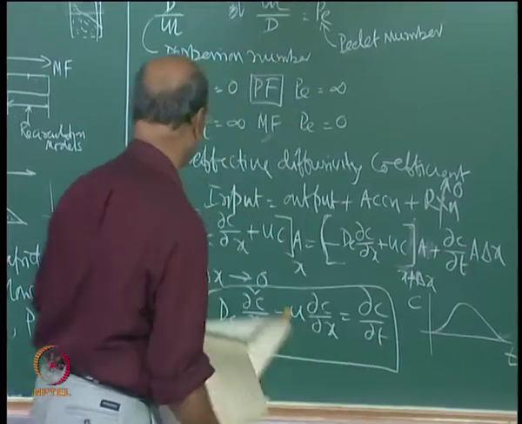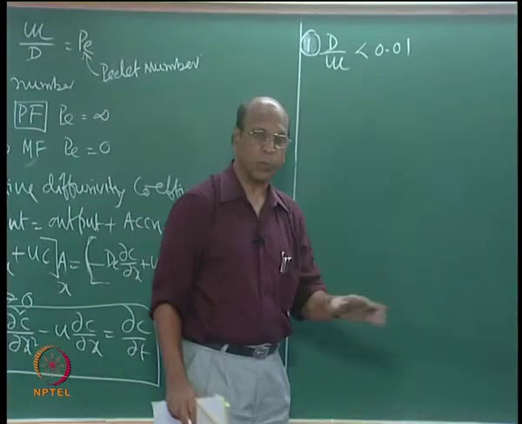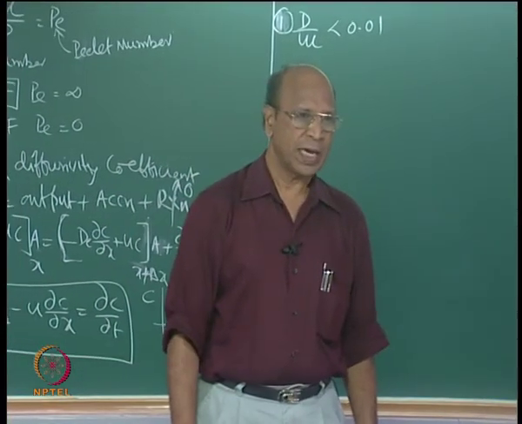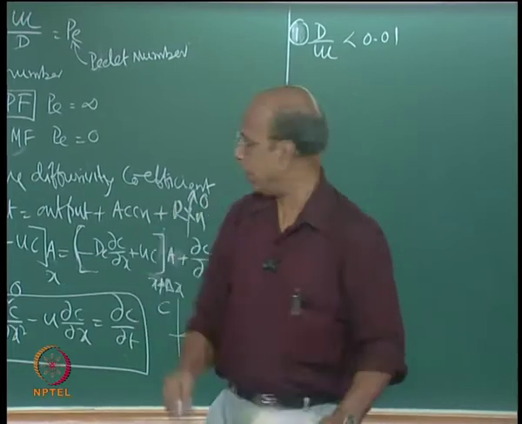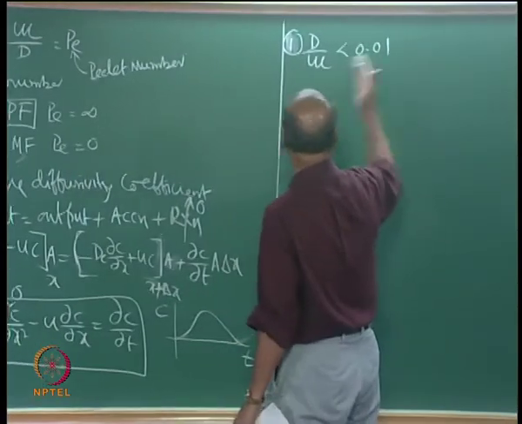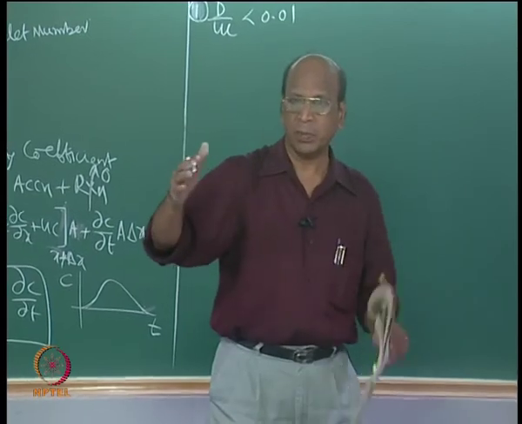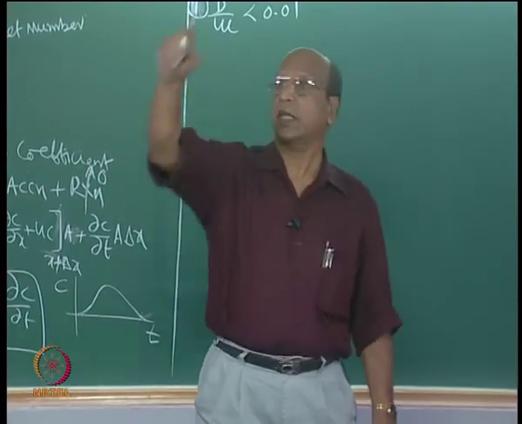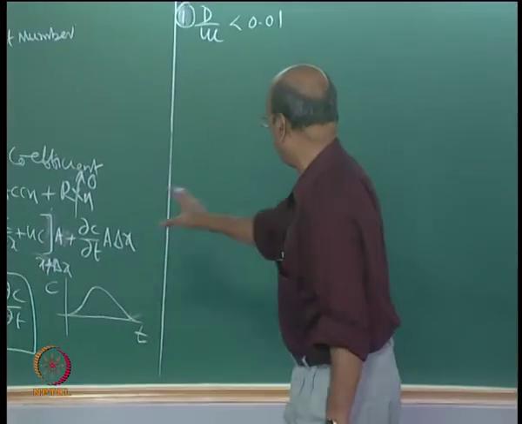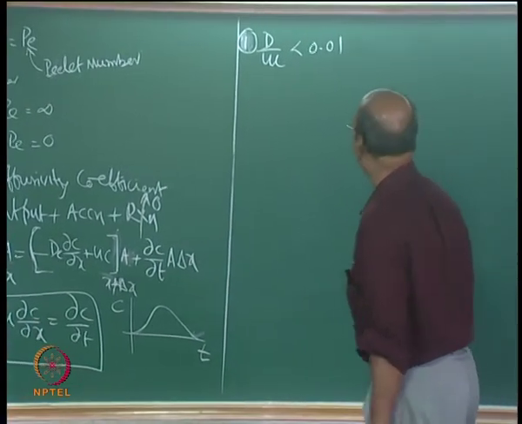So, that kind of curve you get if d by u l is less than 0.01. That means boundary conditions will not be really effective there, okay? But the moment you go for more and more dispersion, that means d by u l is greater than 0.01, then it will try to distort. That means the skewness will come on the right hand side. So, it goes like this and then goes like that, right. So, that is why it changes depending on the boundary conditions. Okay.